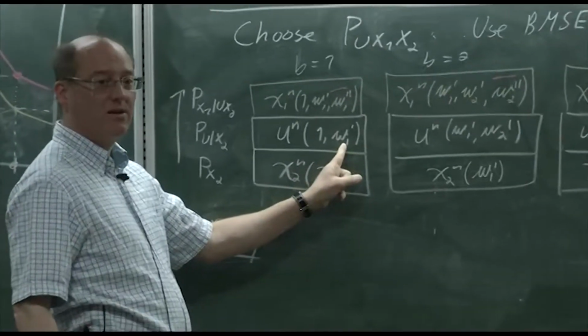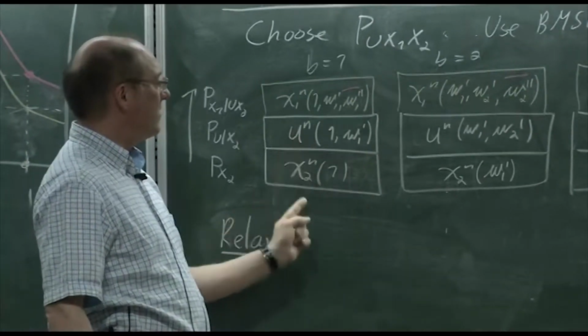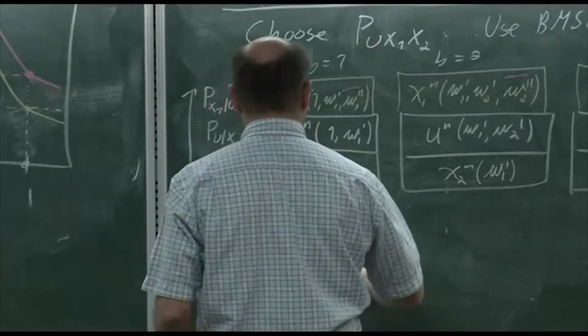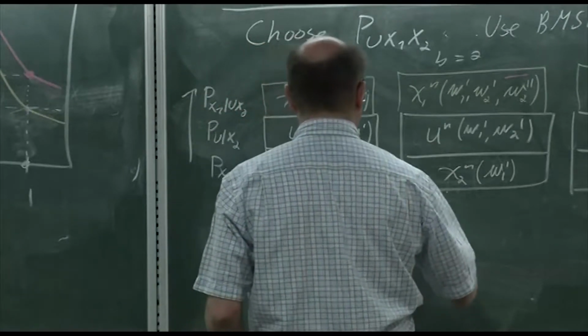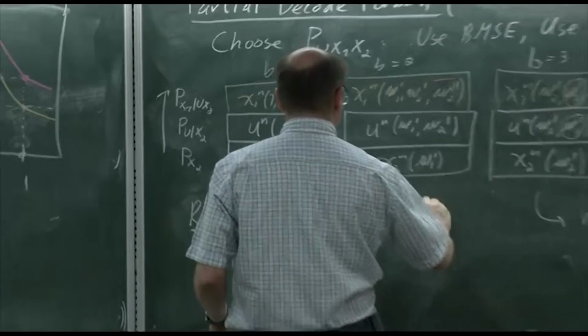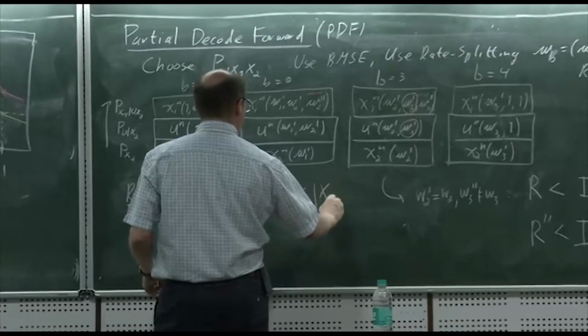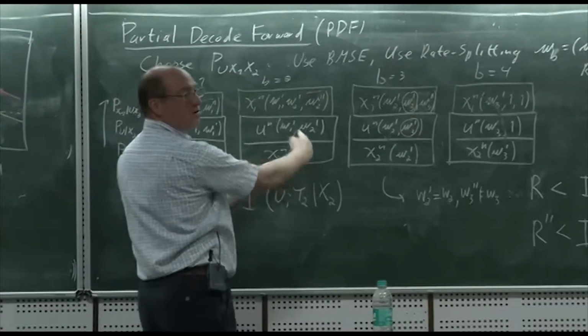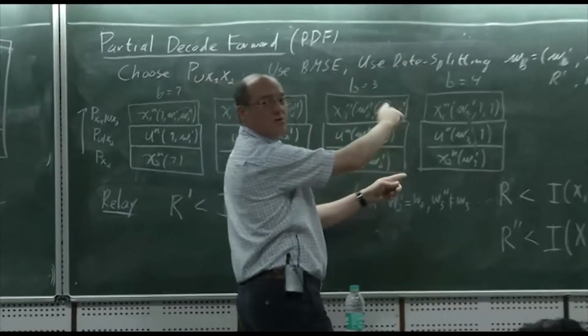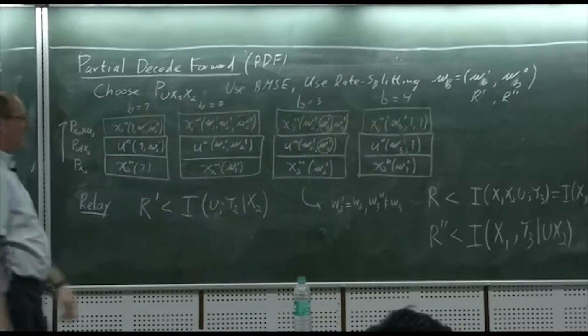What rate do I get there? Well, I of u y2 given x2, right? So we get the bound r primed less than I of u y2 given x2. And that's it, because now at the next block we just have the same situation, and so on. So there's our three, I have three bounds.